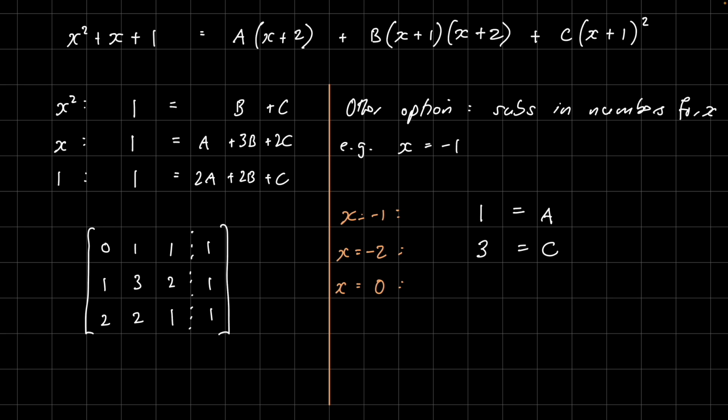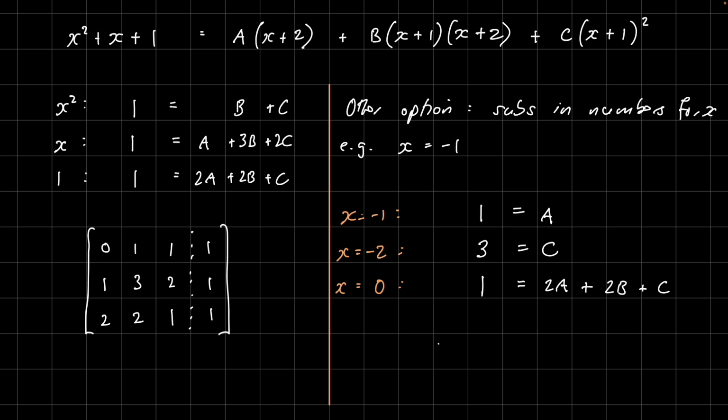So if I stick in x equals 0, on the left-hand side, that's 0 squared plus 0 plus 1, which is just 1. On the right-hand side, we'll have 2a plus, let's see, 0 plus 1 times 0 plus 2 is just 2, so it's going to be 2b, and then plus 0 plus 1 is just 1, so it's plus c.